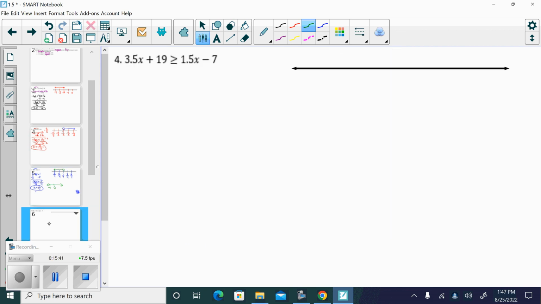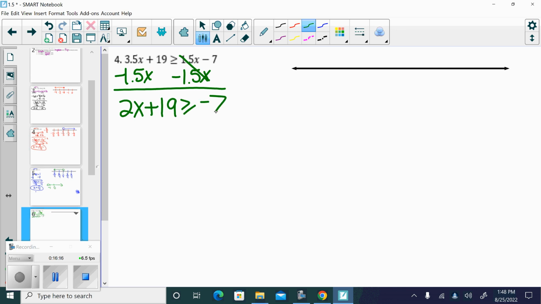All right, number 4. Okay, we have decimals here, but just punch it in your calculator. Okay, but this ends up turning out really nice. All right, so like I was telling you, you want to try and get all of your x's on the left. So what do I need to move to get my x's on the left? Subtract the 1.5, exactly. So we're going to subtract the 1.5x. What is 3.5 minus 1.5? 2. So this just got real easy. 2x plus 19 is greater than or equal to -7.